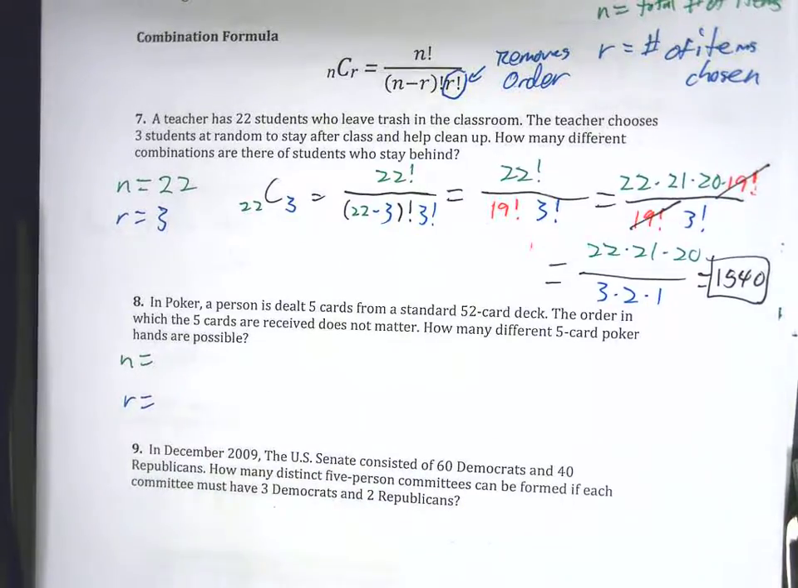So on number 8, it says, in poker, a person is dealt 5 cards from a standard 52-card deck. The order in which the 5 cards are received does not matter. How many different 5-card poker hands are possible?